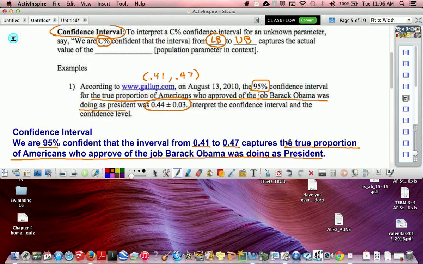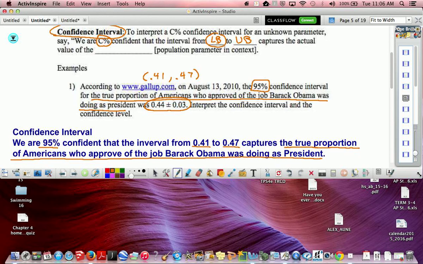Because we want to know, are we talking about a proportion? Are we talking about a mean, a standard deviation, a range, interquartile range, third quartile? So now, what does the level mean?